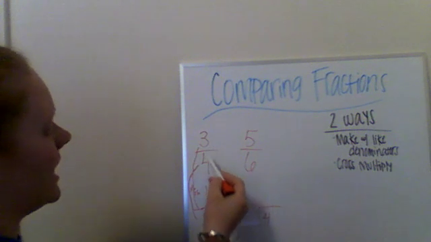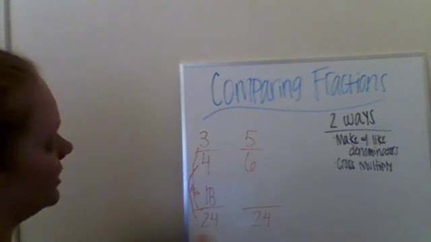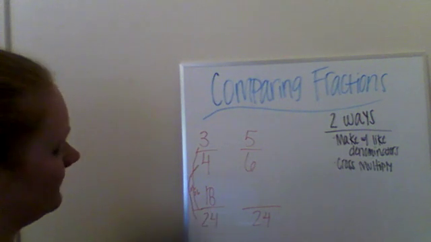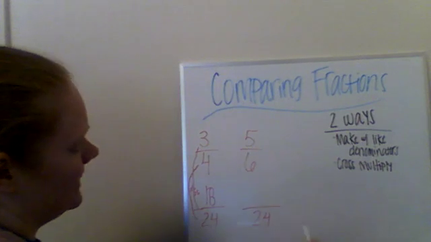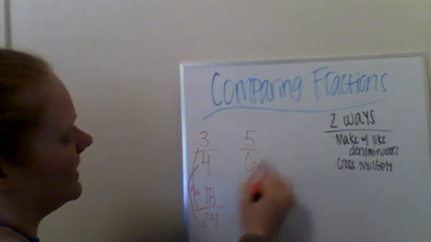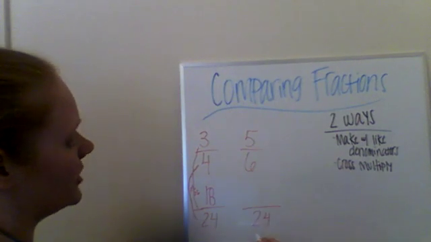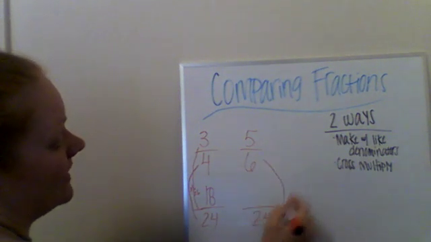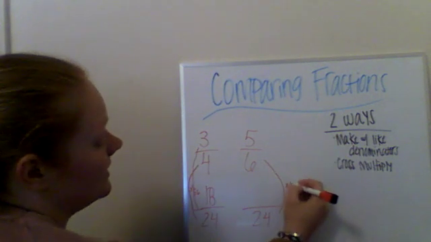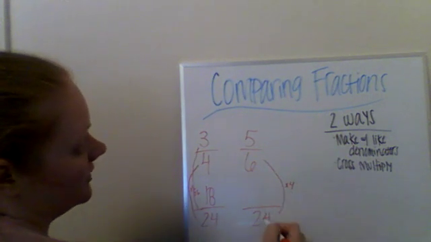Okay, now my 3/4, when I convert it to a fraction with a denominator of 24, I would get 18 out of 24. Now if I look over here with my 5/6, if I make this fraction into a fraction with 24 in the denominator, 24 is 4 times greater than 6. How I got that was 6 times 4 is 24.